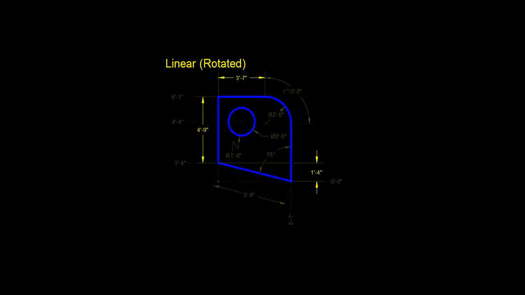Here are examples of some of the different dimension types you can add. This is linear, or AutoCAD refers to it as rotated. This is an aligned dimension. This is angular, measures the angles. Arc length. Diametric, measures the diameter. Jogged, when there's not enough room to label the entire radius. Ordinate. And finally radial, measures the radius.